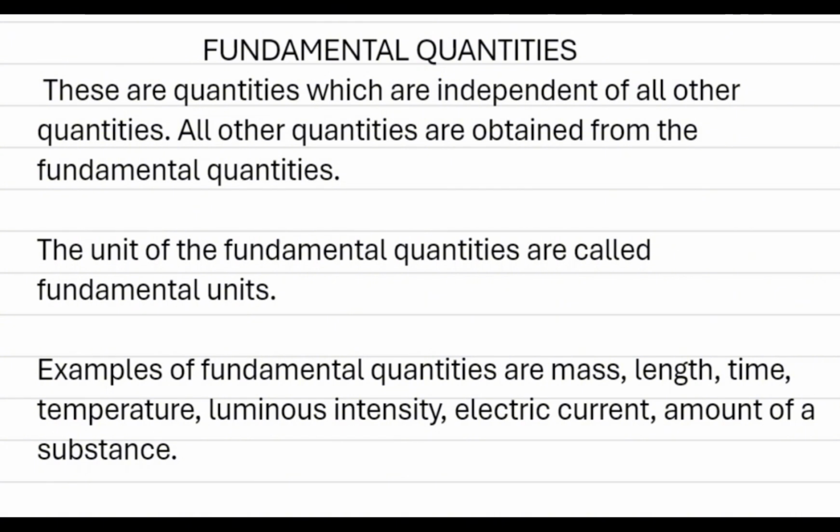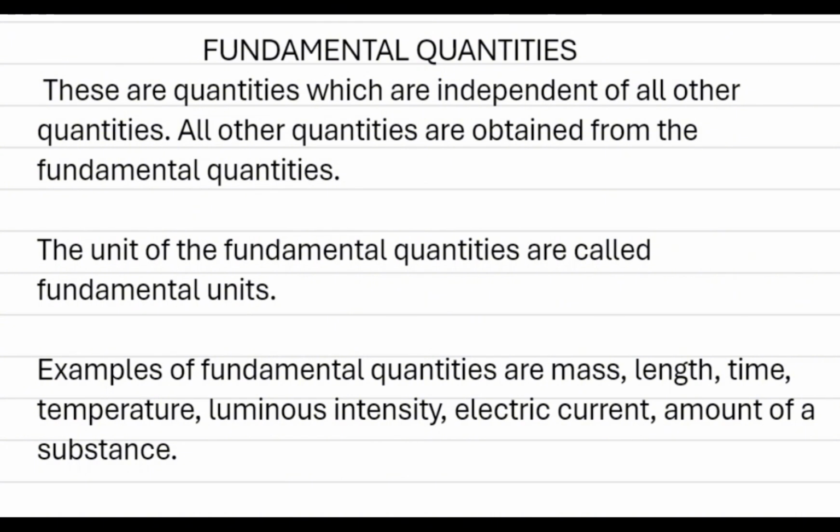So, all other quantities apart from the fundamental quantities are gotten from the fundamental quantities. As you proceed, you will understand more clearly. But the units of the fundamental quantities are called fundamental units. I want you to take note of that. A unit is the singular value of something; for instance, one value of force is what we call a unit of force. So the units of fundamental quantities are called fundamental units.